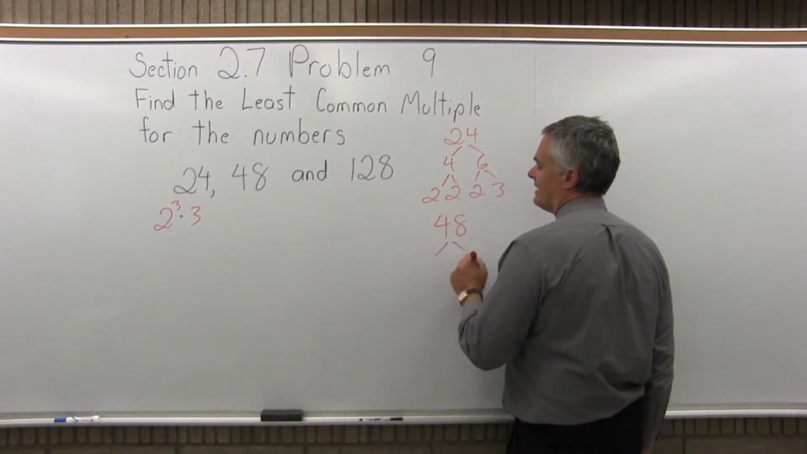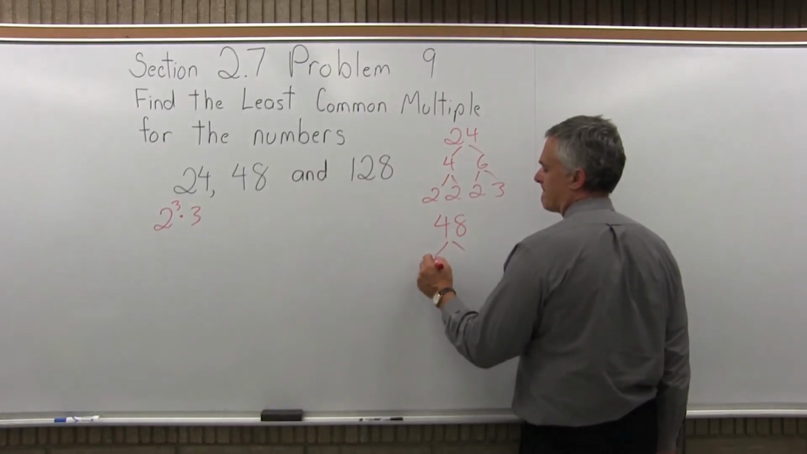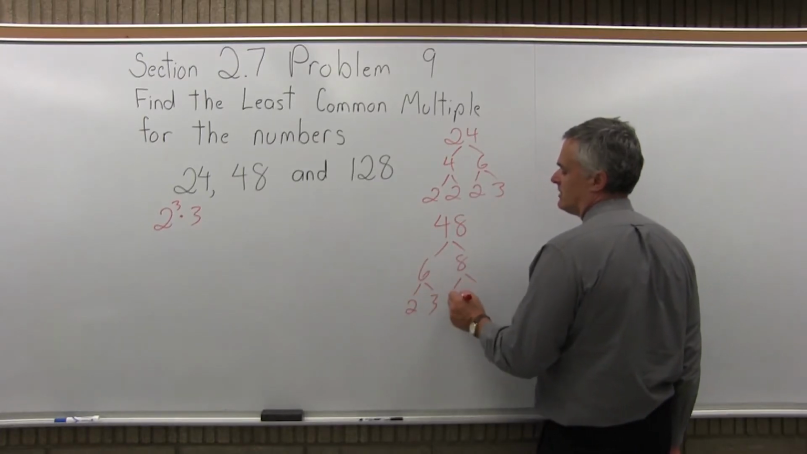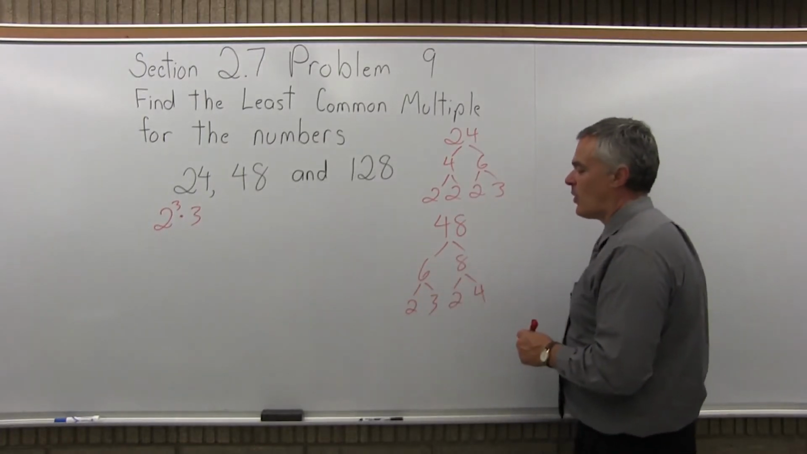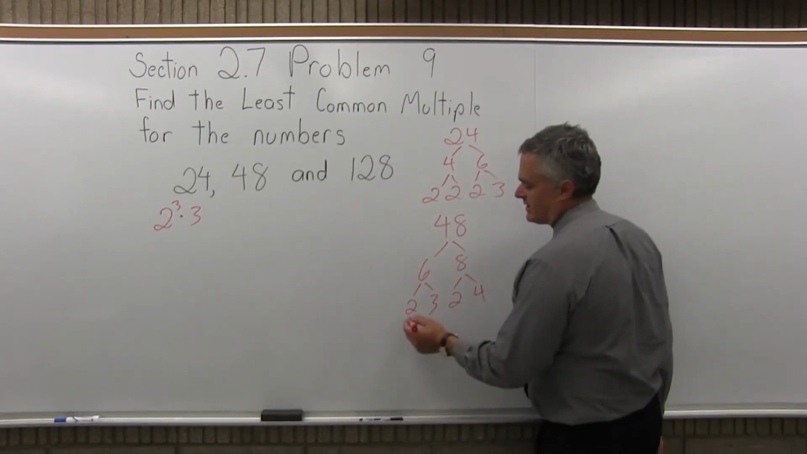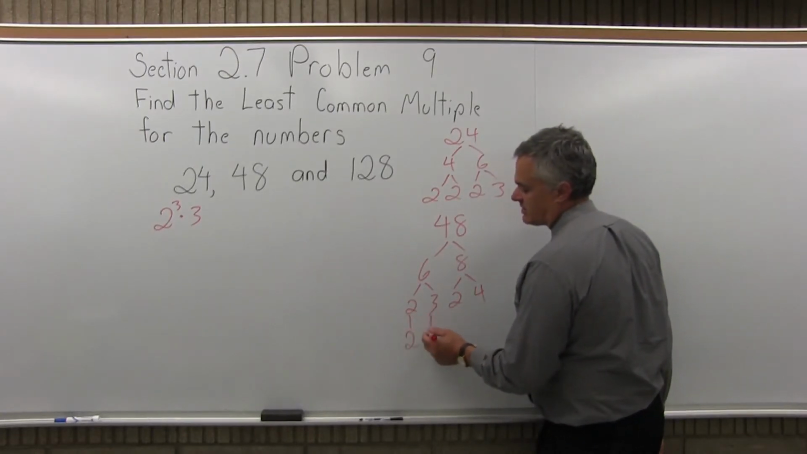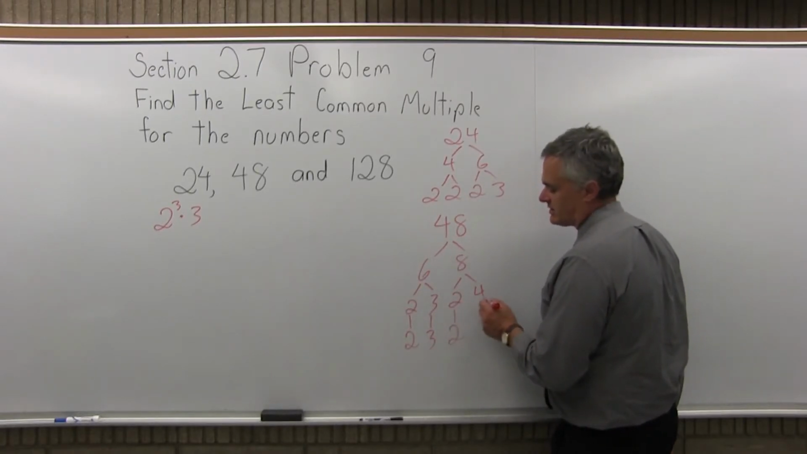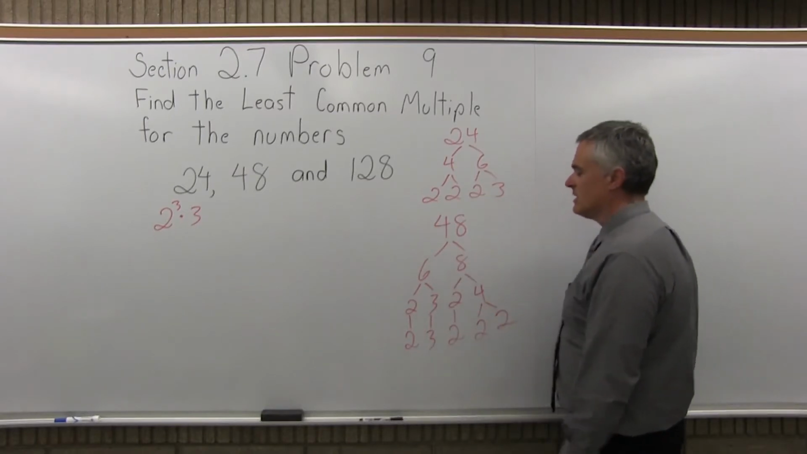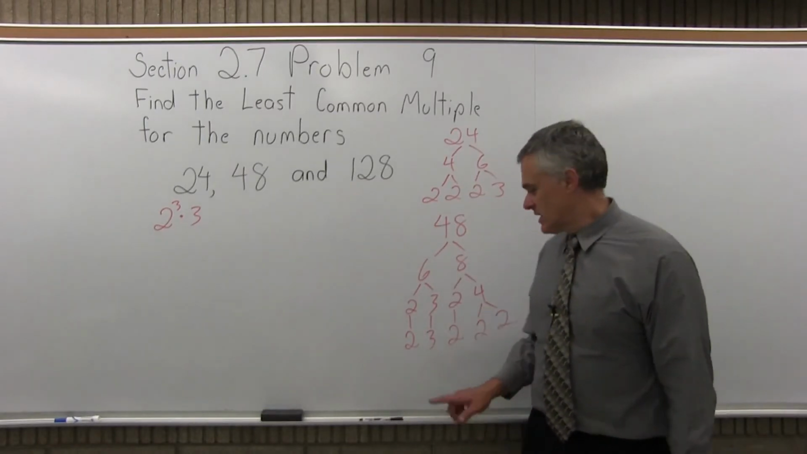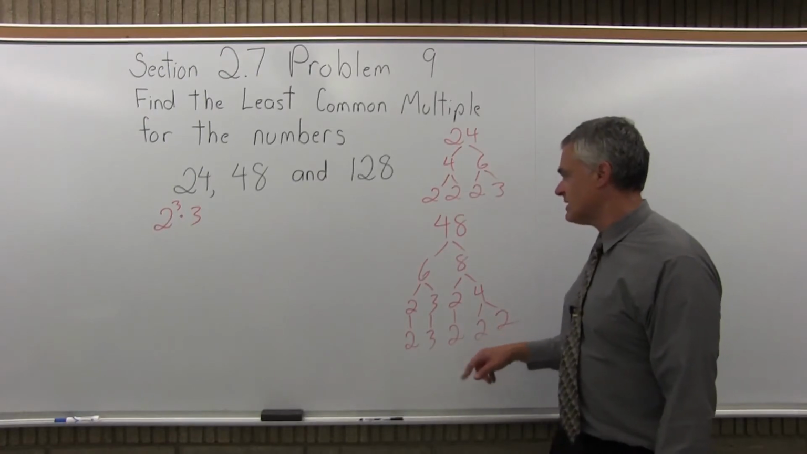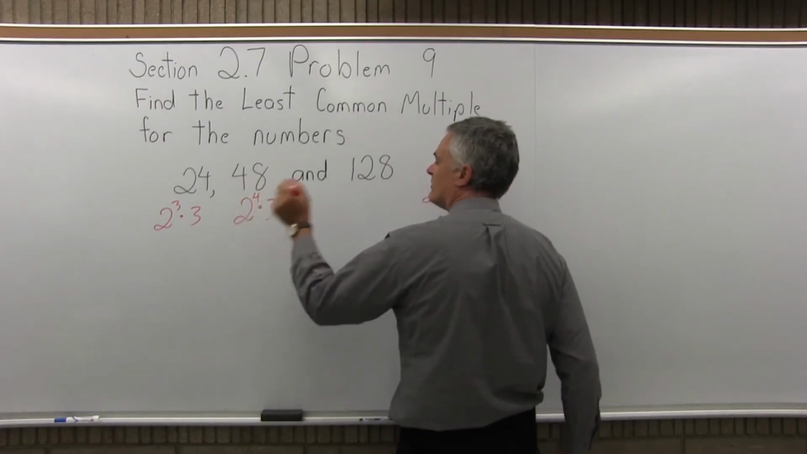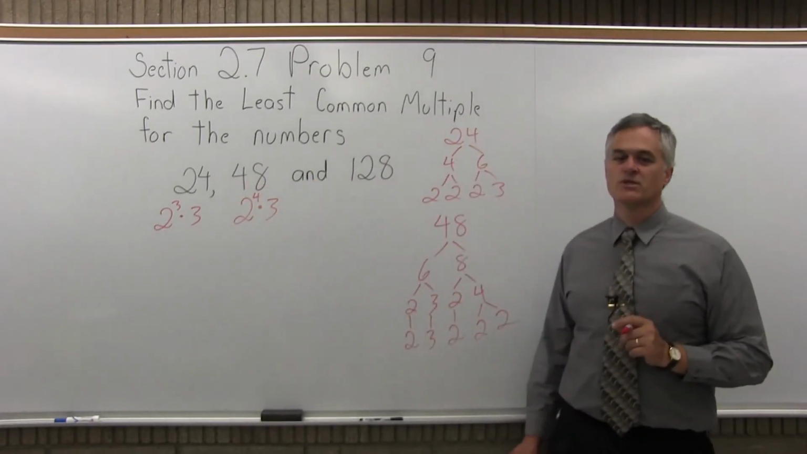So 48 would be 6 times 8. The 6 will split into 2 times 3. The 8 will split into 2 times 4. The 4 is not done. The other numbers are. So 2 can come straight down without splitting. 3 will come straight down without splitting. I have a 2 again, comes straight down without splitting. And then the 4 can split, 2 times 2. Now at this point, everything is prime. So I have 1, 2, 3, 4 2's and a 3. So that would be 2 to the 4th power times 3 for the 48. That's the prime factorization of 48.